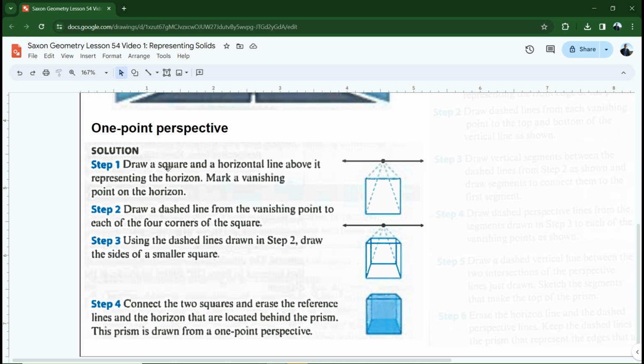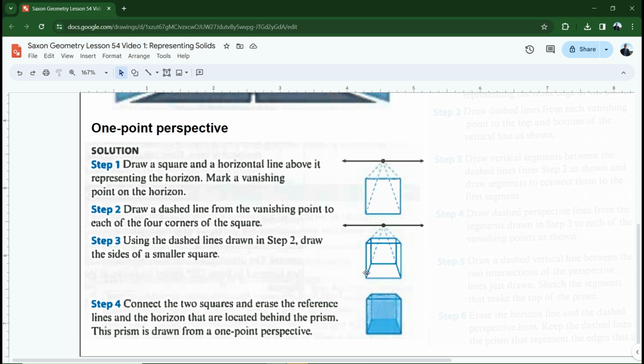All right, anyway, so we draw a square, a horizontal line above it, and then we mark a vanishing point somewhere on the line. It can be anywhere on the line. We next draw dashed lines from the vanishing point to each of the four corners of the square. See how that's been done in the drawing here? Okay, next we use the dashed lines to draw the sides of the smaller square.